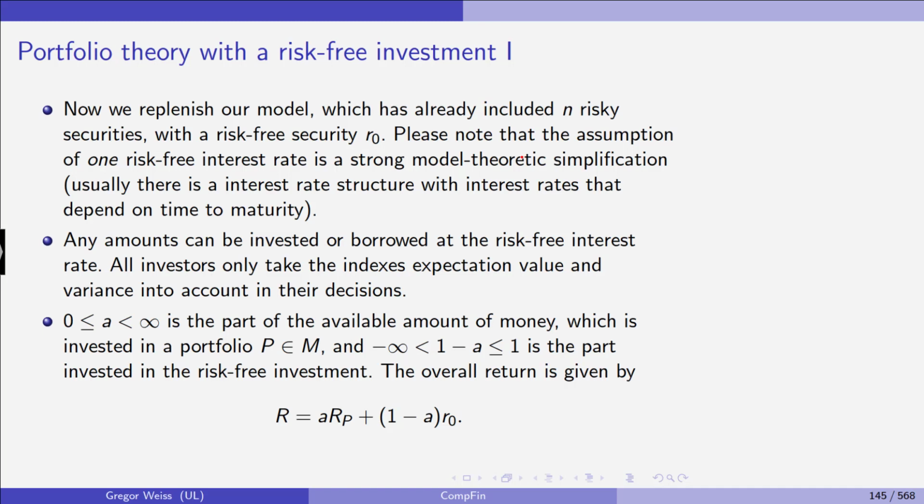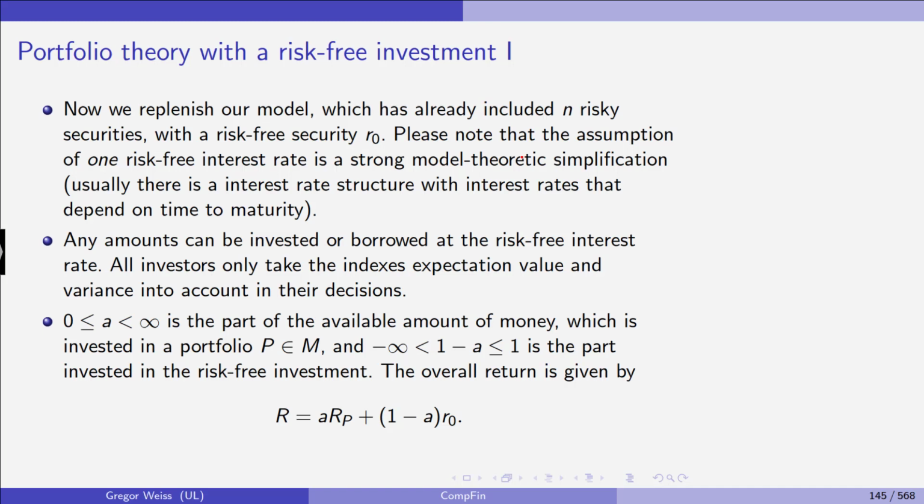All investors take the indexes in expected value and variance into account. A is between 0 and infinity. It's the part of the available amount of money which is invested in a portfolio, and the remainder is the part which we are investing in the risk-free investment, the government bond, and thus the return is A times our portfolio return plus (1 minus A) times the risk-free return.